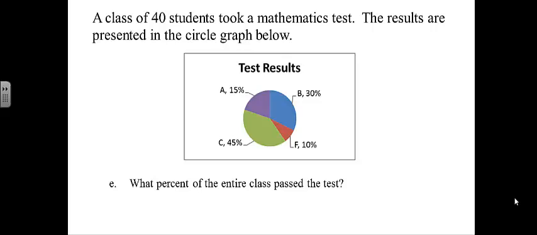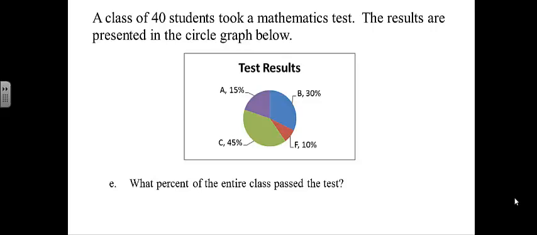Let's look at the question where a class of 40 students took a mathematics test. The results are presented in the graph. What percent of the entire class passed the test? So I'm considering the entire class, and I'm considering what is a passing grade. In this course, we consider A, B, and C's as passing grades. F, of course, is not. So we should add up all the percentages that consist of a passing grade, and then we'll find out of 40 students, what amount of students that percentage equates to.